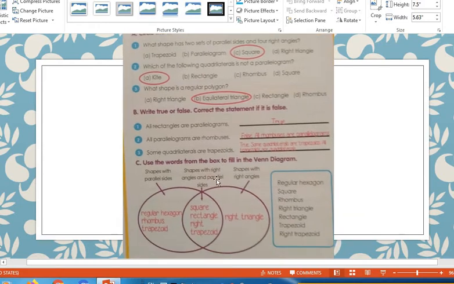Use the words from the box to fill in the Venn diagram. Do you know the Venn diagram here? I have here regular hexagon, square, rhombus, right triangle, rectangle, trapezoid, right trapezoid. Shapes with right angles: right triangle. Shapes with right angles and parallel sides: square, rectangle, right trapezoid. Shapes with parallel sides: a regular hexagon with three pairs of parallel sides, rhombus, and trapezoid.